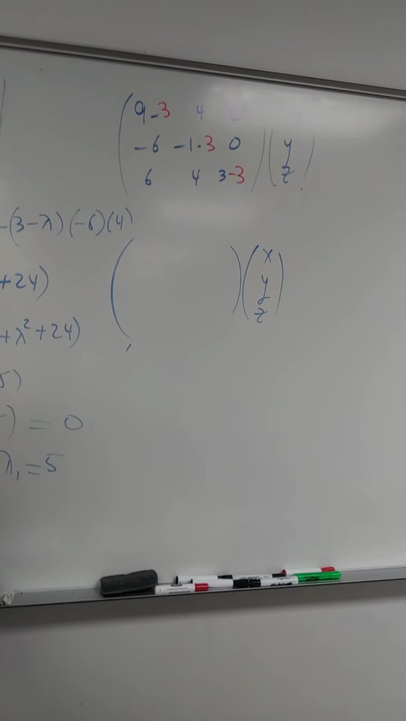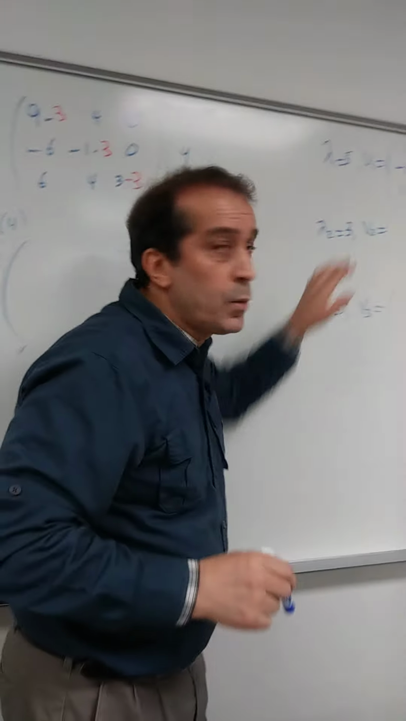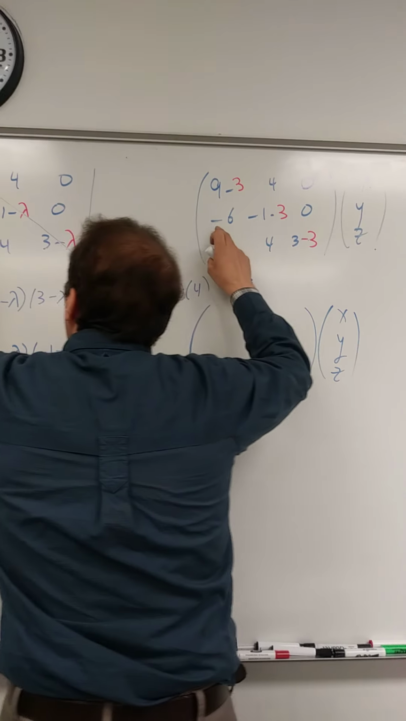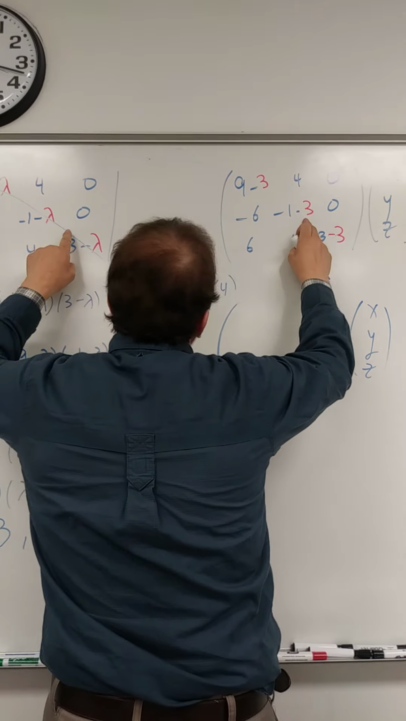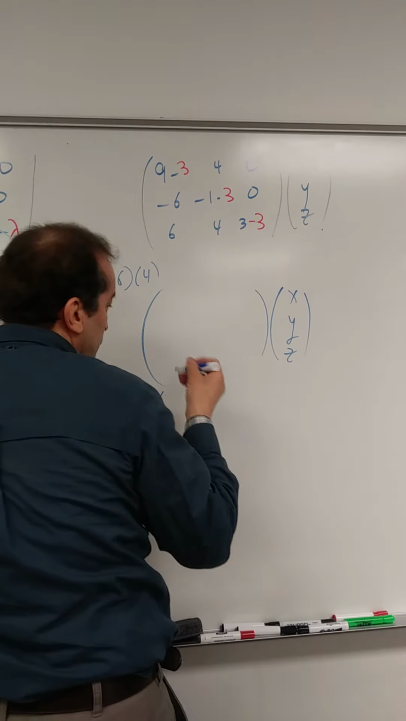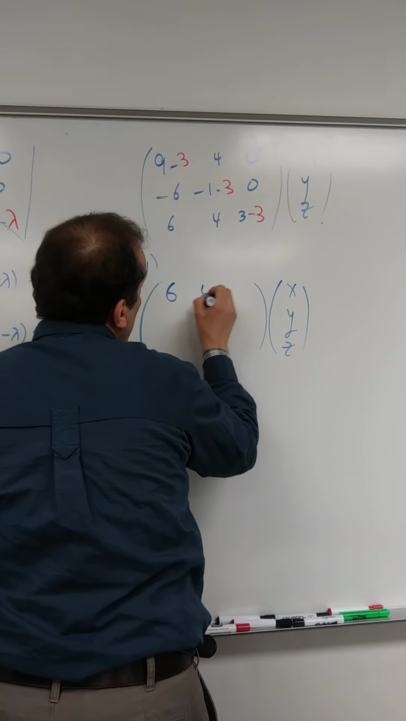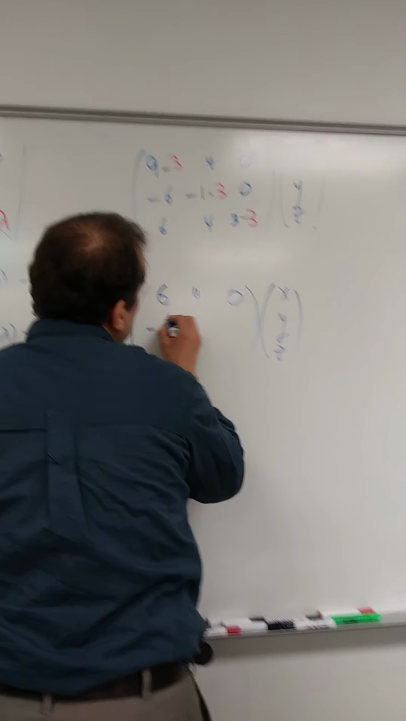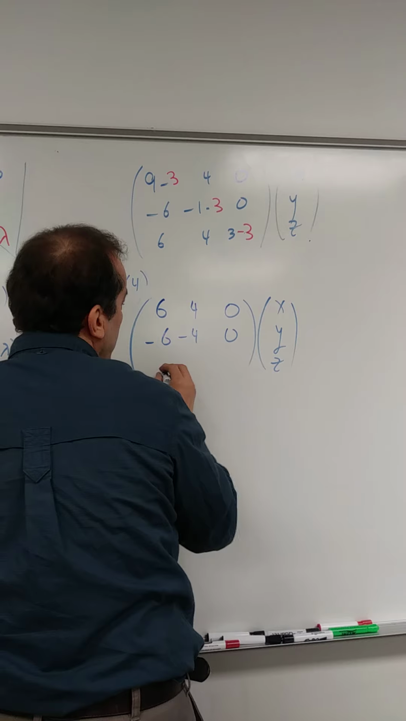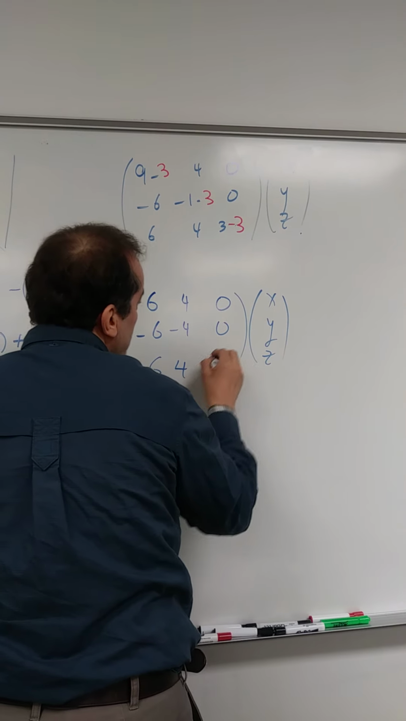For the eigenvector corresponding to lambda 2 equals 3, I'm going to put 3 here. So 9 minus 3, 4, 0. Minus 6, minus 1 minus 3, 0. 6, 4, 3 minus 3. Okay, let us simplify these. So that'll give us 6, 4, 0. And this is minus 6, minus 4, 0. Same equation, we don't need it. And the third one is 6, 4, 0.